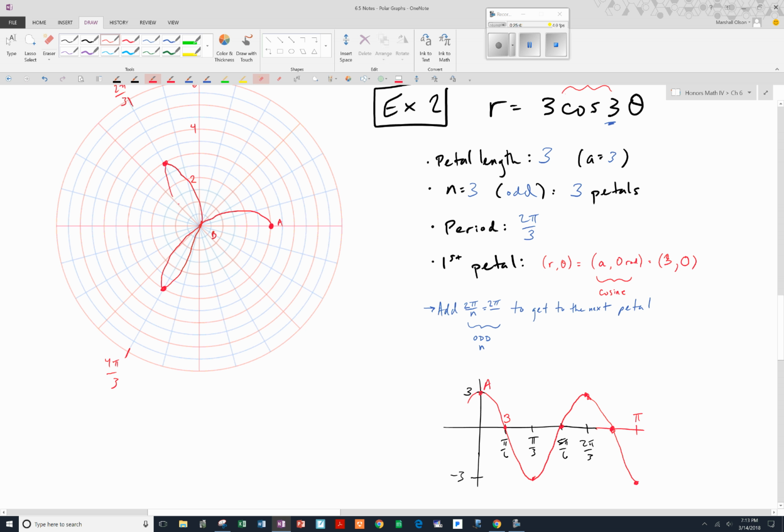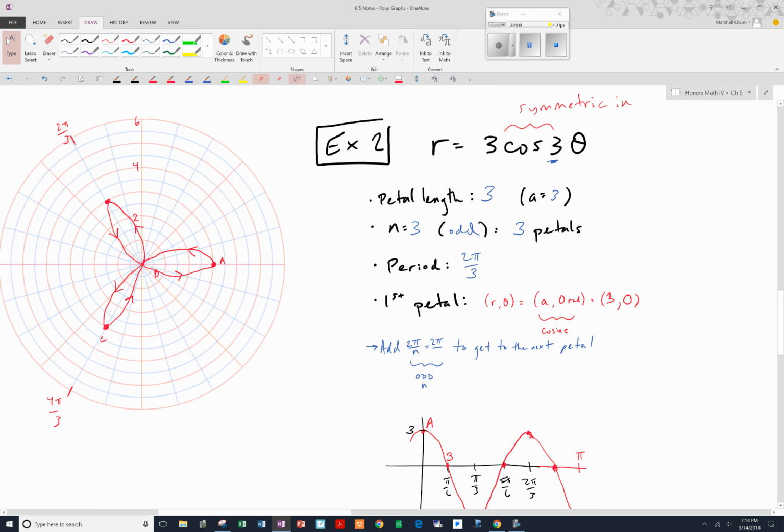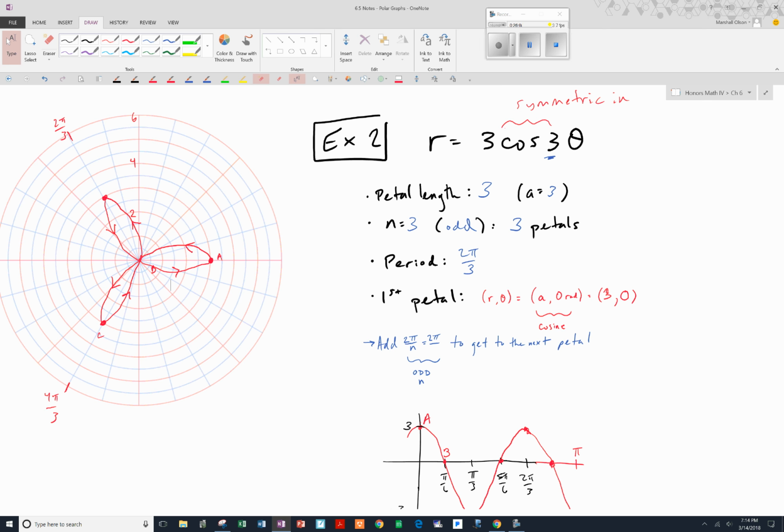So that would give me this and then this. We started at A, went back in towards the pole, came back down through, so there's B and then C if you want to keep marking them. Then we went back through, came back up this way, back down, and we ended at A. A was our start and our finish. So there is a cosine graph with an odd number of petals.